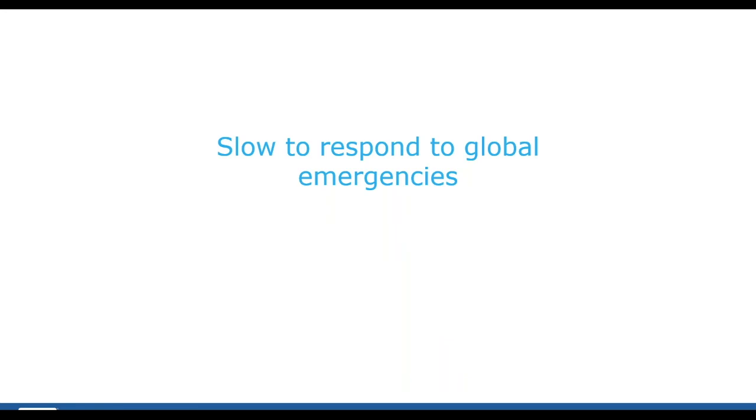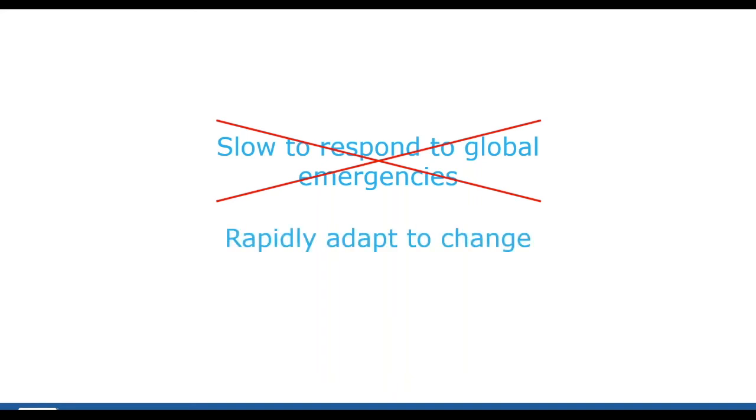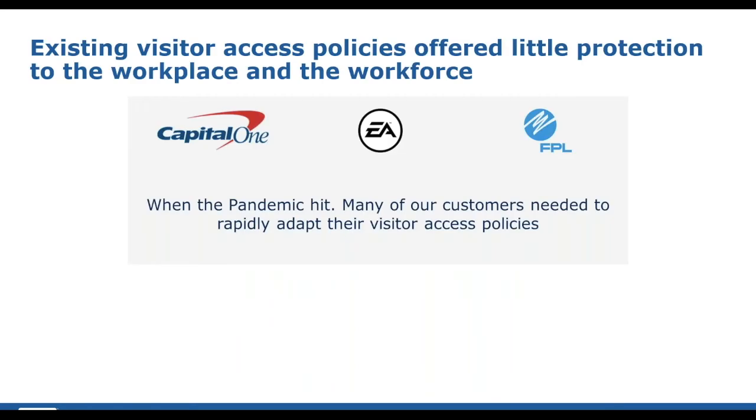Not having a unified approach will mean that you're slow to respond to global emergencies like the pandemic we're in right now. I'll explain what I mean by that in just one second. What this organization did is, because they have a unified approach to physical identity and access management, both from an employee and a visitor perspective, they were able to address the changes needed in visitor management access. One of the big changes we saw right at the beginning of the pandemic was that many of the customers wanted to adapt their visitor access policies.